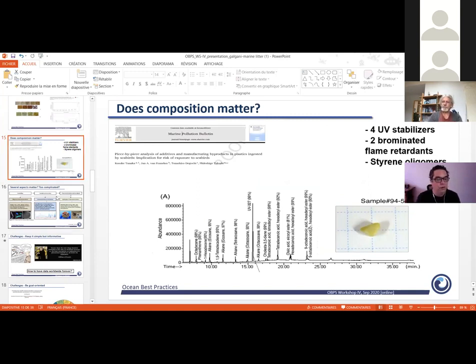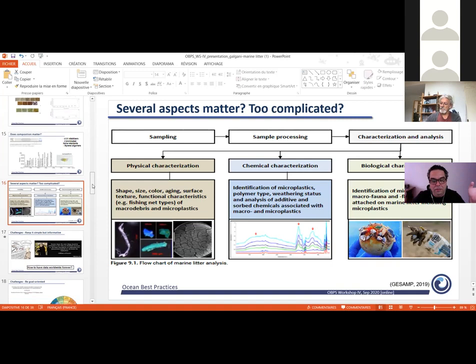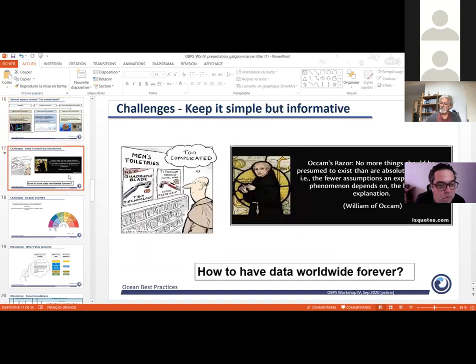Next one. So there are several aspects that matter, so that the situation can become too complicated in terms of guiding member states to produce information in terms of a global monitoring scheme. So that perhaps, next one, we may conduct an exercise to perhaps keep it simple but informative. And here Occam's razor helps us to think in that direction. Perhaps if we do not consider properly why we are doing this, it may be too complicated and this will stall us.